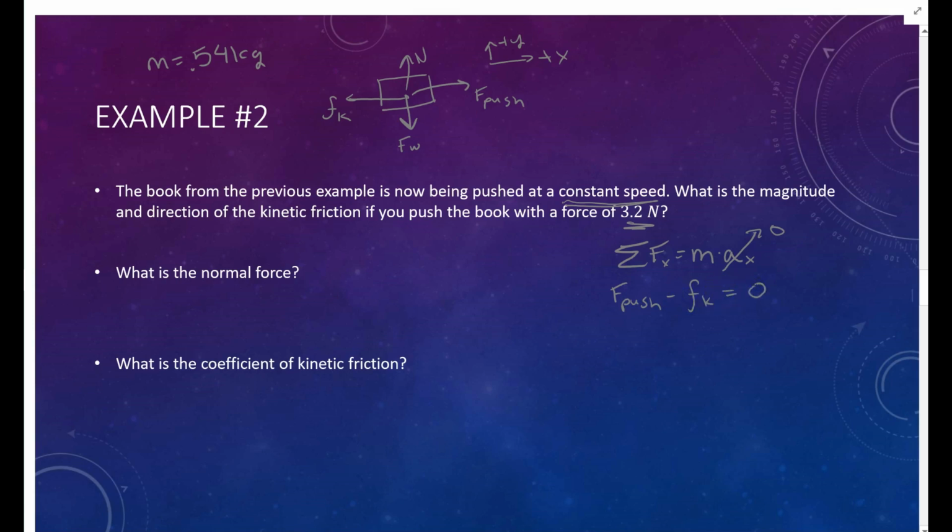Right. That actually tells me that my frictional force is going to be equal to my force of push, because when you rearrange that, as a result, my frictional force is going to be 3.2 newtons opposite your push.